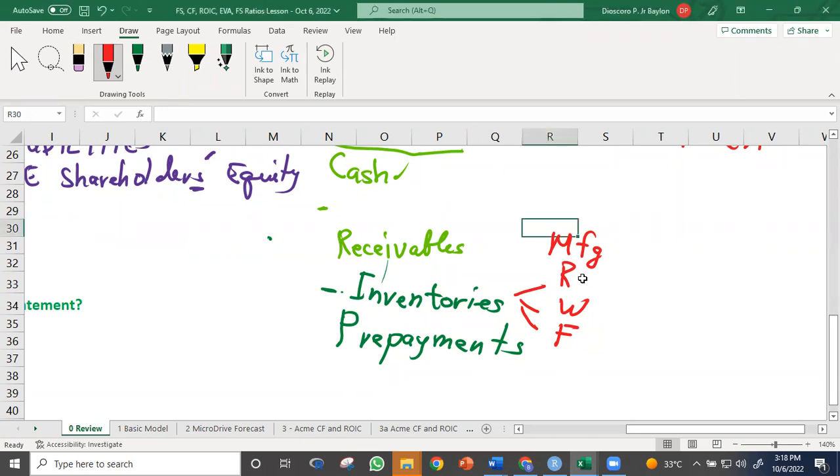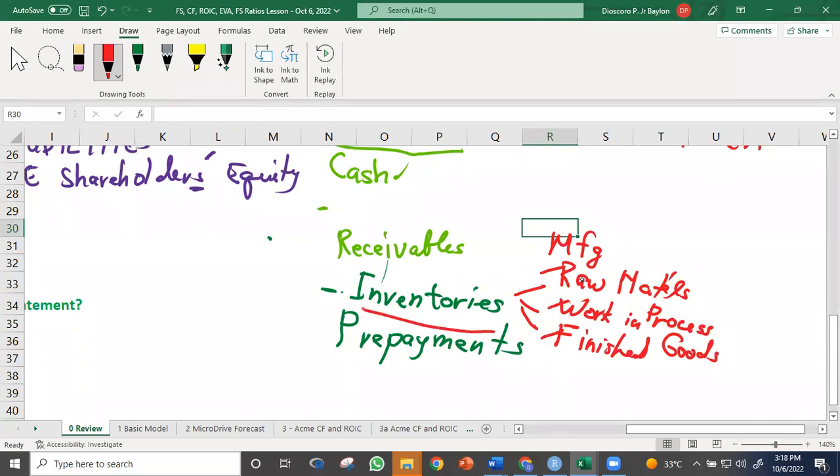So we have raw materials. Raw materials used for production are part of inventory. Raw materials, and then you have finished goods. And the one in the middle, we call it work in process. Raw materials, work in process, and finished goods. These are the three types of inventories that you will find in a manufacturing firm.